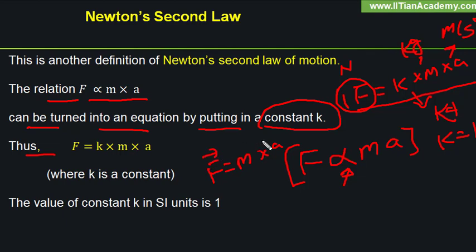Remember, this is Newton's second law of motion. What is Newton's second law of motion? Force is equal to mass into acceleration. And what is the direction of acceleration? The acceleration direction is the direction of the force. Remember, force and acceleration are both vector quantities. And how are they related? Acceleration, mass and force are related by Newton's second law of motion, force equals mass into acceleration.